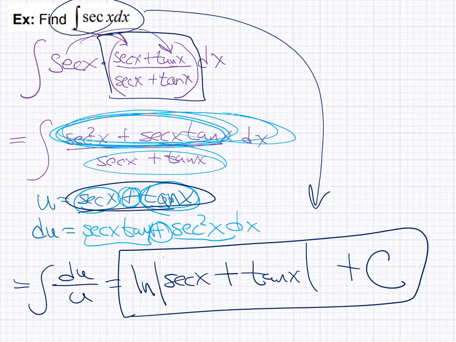Again, you could do that every time you have to take the integral of secant. I highly suggest you commit this to memory. It's one of your most basic functions in trigonometry. You should know how to do the integral. So you should know how to do the integral of secant squared. You should know how to do the integral of secant x times tan x. And you should know how to do the integral of just secant x itself.